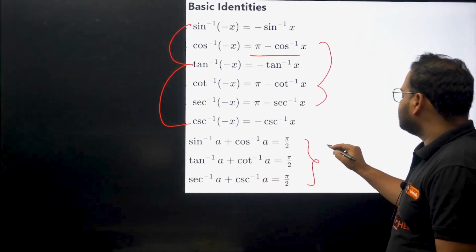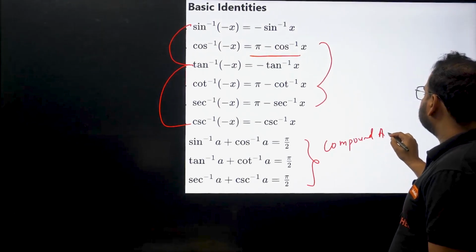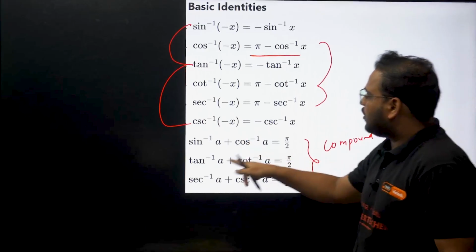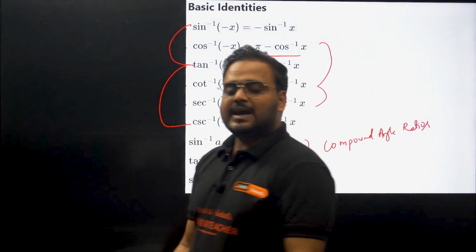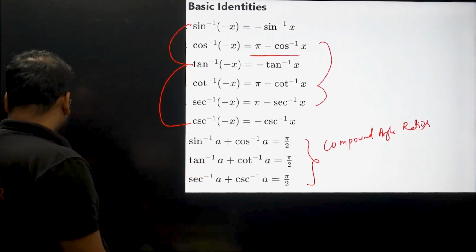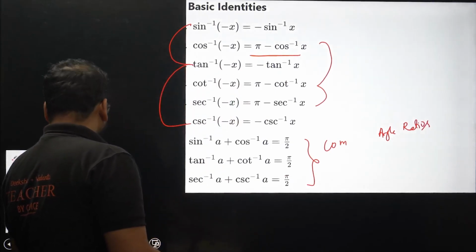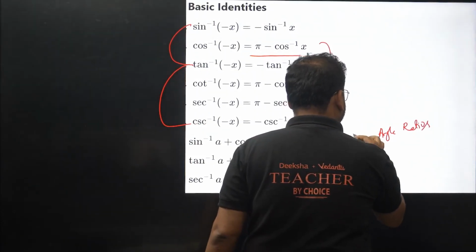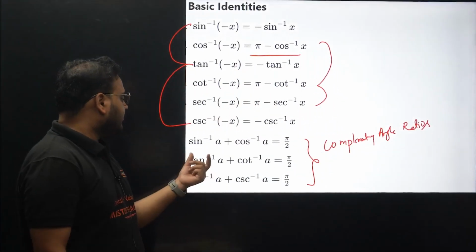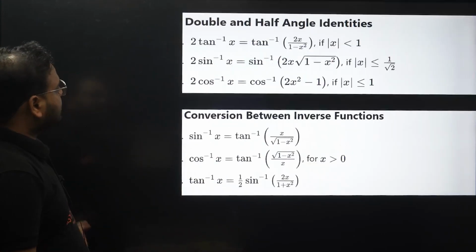Remember, it is the complementary angle ratios, not compound angles. Have a look: sine and cos, tan and cot, and sec and cosec. Sine and cos are complementary, tan and cot are complementary, and sec and cosec are also complementary ratios. So these are the basic identities.